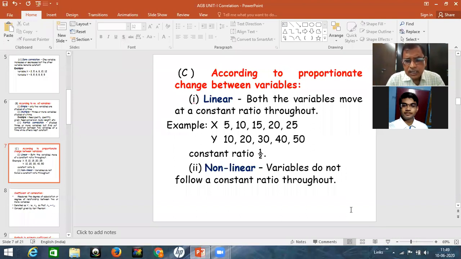Besides the linear correlation, when a straight line is not observed when we put the values of the two variables, then we find the non-linear correlation. That means the curvilinear correlation, where they are not maintaining a constant ratio from beginning to end, like in the linear case.